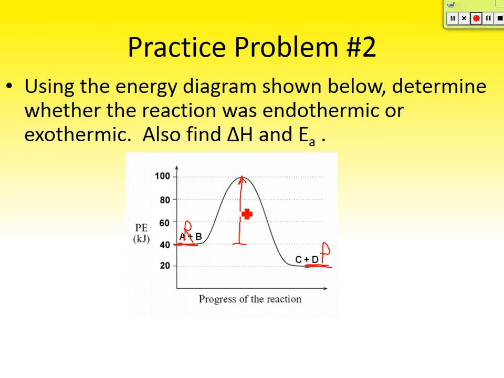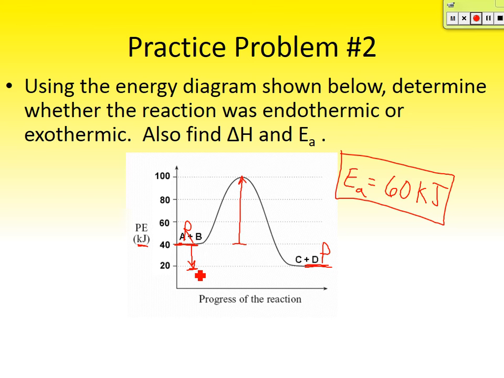How much did I have to climb? Start at 40, go to 100. My activation energy has to be 60, and we're measuring in kilojoules. So that's how high the hill is. Then I come across. It looks like my products are ending up at 20, but I started at 40. So we went down. How much did we go down? 20. And so that's known as delta H.